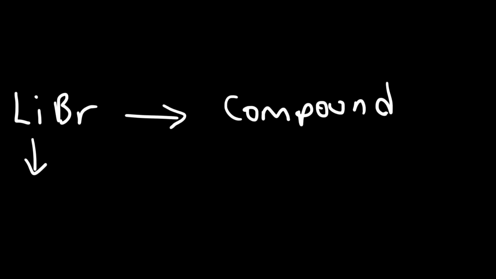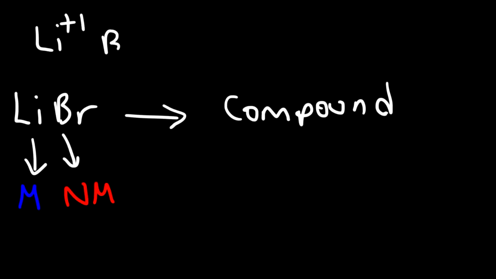Lithium is a metal, which is found on the left side of the periodic table. Bromine is a nonmetal, and that's found on the right side of the periodic table. As we know, lithium forms positively charged ions. Bromine forms negatively charged ions. And so we have an ionic compound. So this compound is not composed of atoms, it's composed of ions.